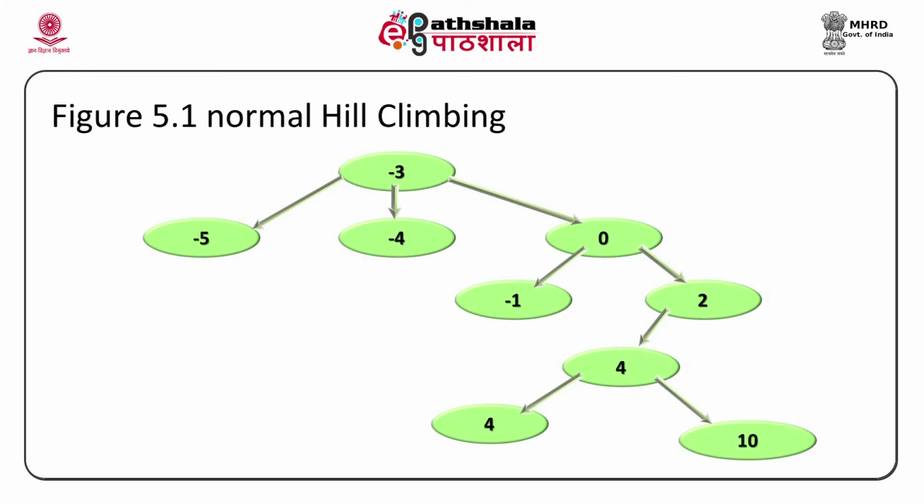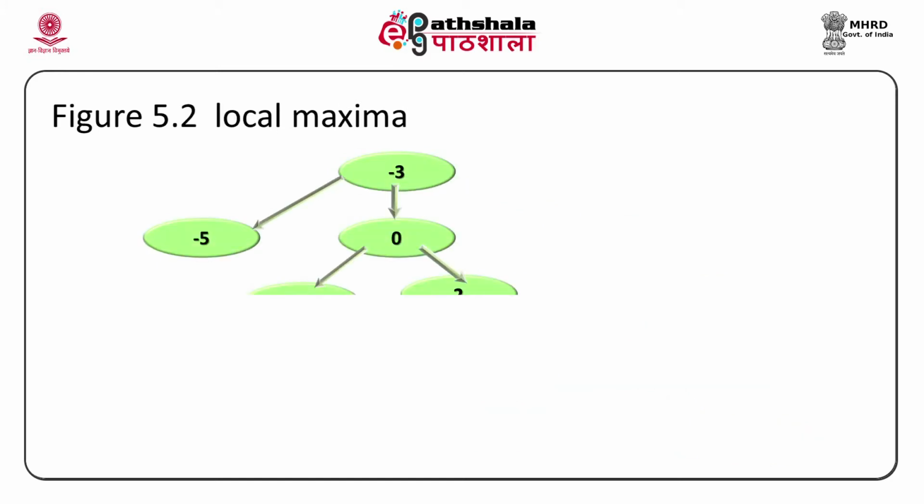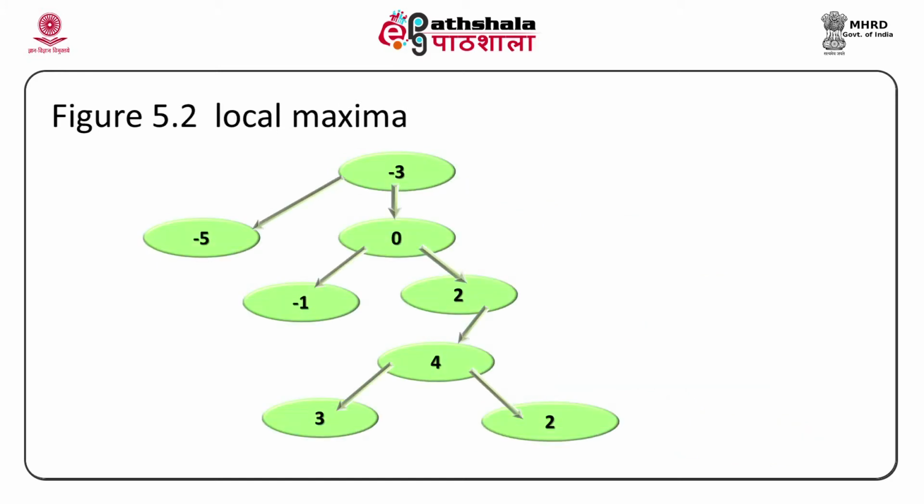Sounds simple? It is. But then there is a problem. Look at this typical case. We start with minus 3. The first node is minus 5, not very good. We have 0, this is better.